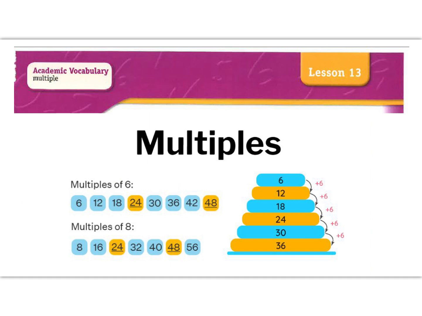So our vocabulary today is multiple. Multiples are basically skip counting, or counting up by a certain number. So multiples of 6, you'd start with 6, 12, 18, 24, 30, 36, 42, 48. Here it is demonstrated over here too. You're just adding 6 every time, like we've done before with multiplication, but these are called the multiples of 6. If you counted by 8s, all of these numbers are multiples of 8.